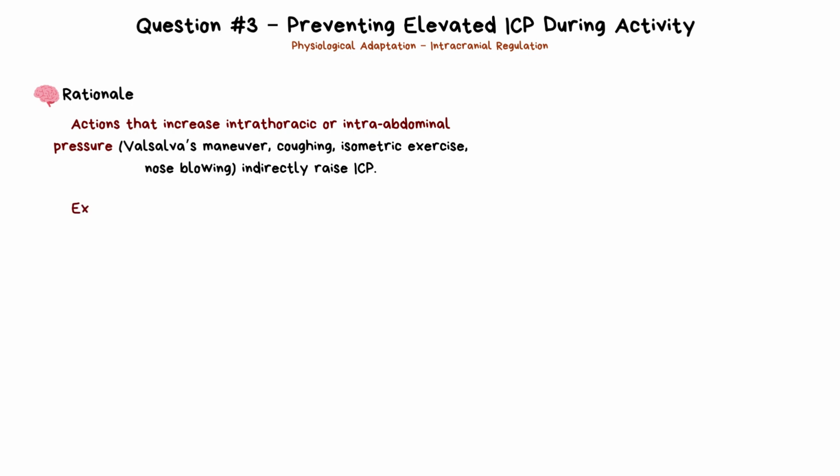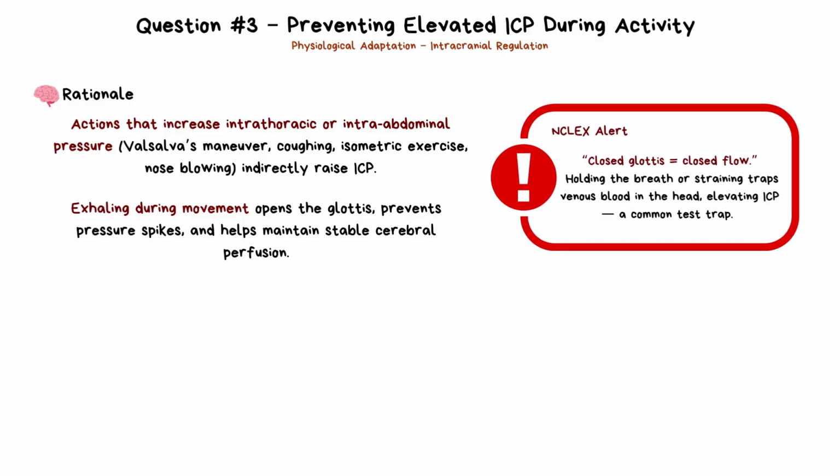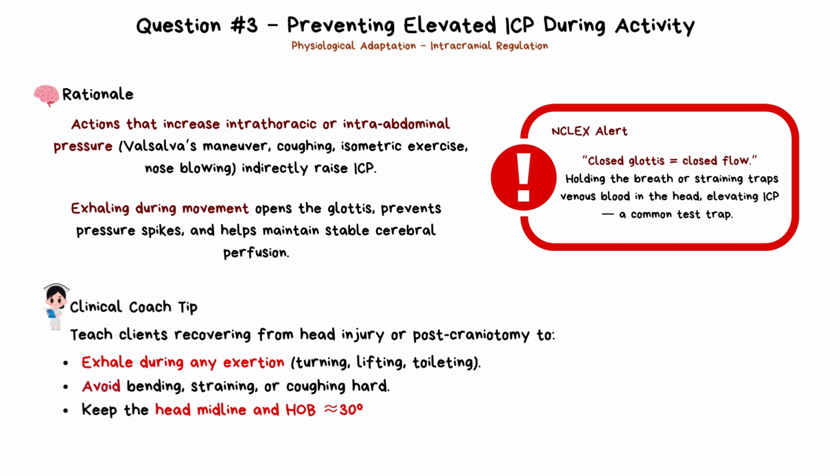When the client exhales slowly during movement, the glottis stays open and the venous blood can flow freely from the brain back toward the heart. That prevents pressure spikes and keeps cerebral perfusion stable. Remember this NCLEX alert phrase: closed glottis equals closed flow. Holding the breath or straining traps blood in the head and drives the pressure up, one of the easiest test traps to miss. And here's your clinical coach takeaway.